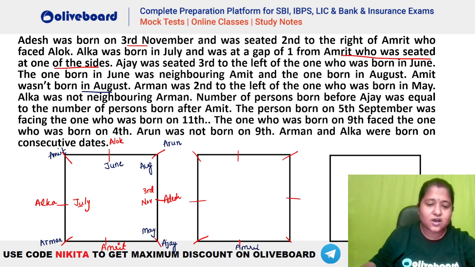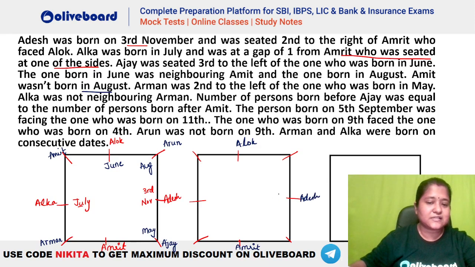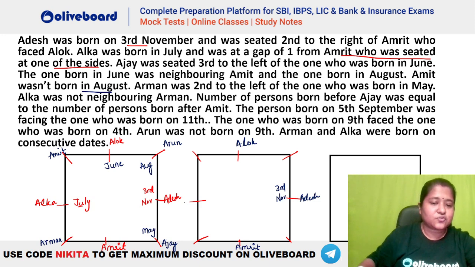So let's say this is your Amrit here. It was given that Amrit faced Alok, so this was your Alok. Okay, up to here it was fixed. This was your Adesh, which was anyway fixed. This was 3rd November, which is fixed. And this has to be Alka. This was also fixed here. All this was fixed from the first line itself. There was no case to be made here. So Alka is July. This is all fixed.